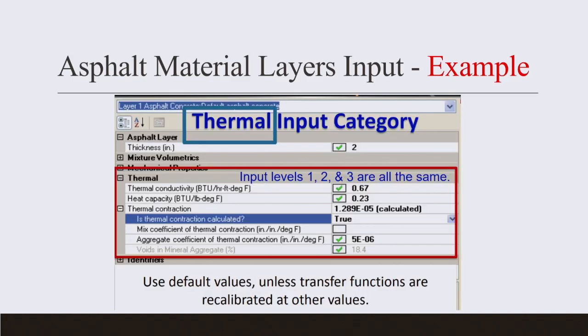Then I've talked about your thermal properties already. Aggregate coefficient of thermal expansion of your aggregates, CTE. I think those in the lab, you do CTE.